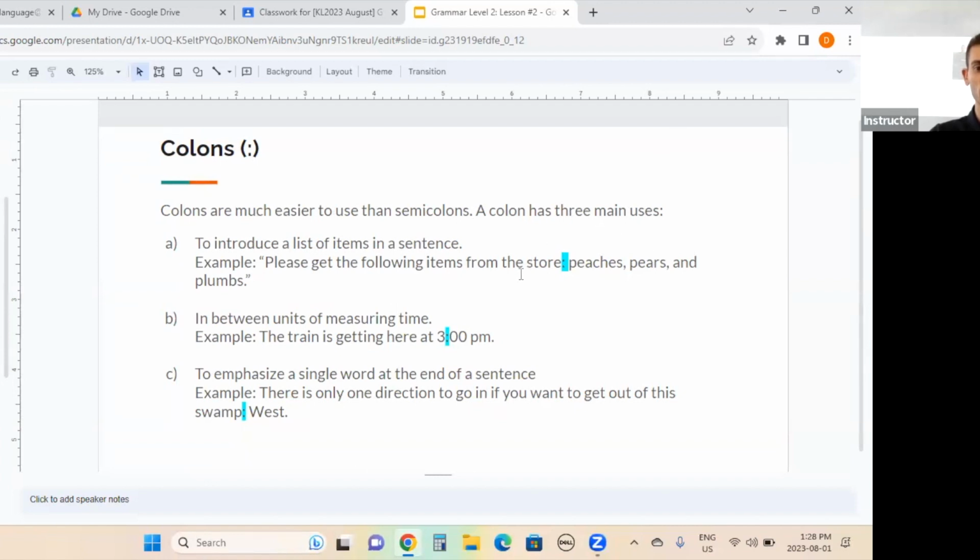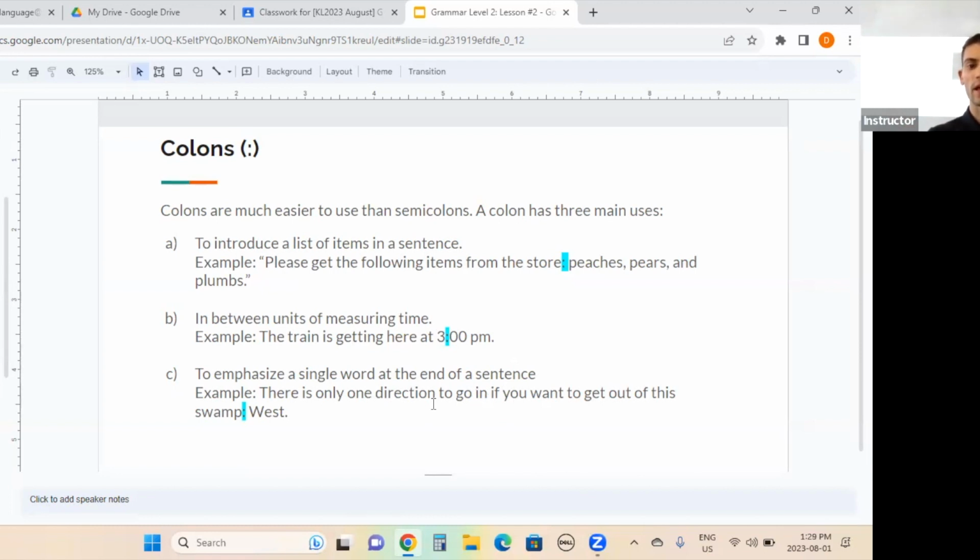So a colon has 3 main uses. These are the 2 dots. If you're writing down a list of items to get or a list of instructions, usually we put a colon right before the list comes. So in A, please get the following items from the store: peaches, pears, and plums, right? We also use it when we're talking about time. That's really easy. The train is getting here at 3:00. The class starts at 12:00, and so on and so on.